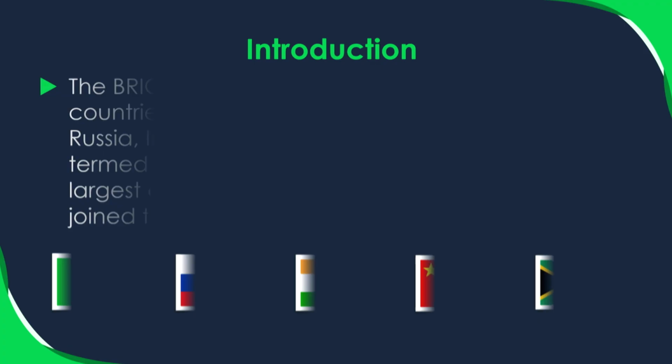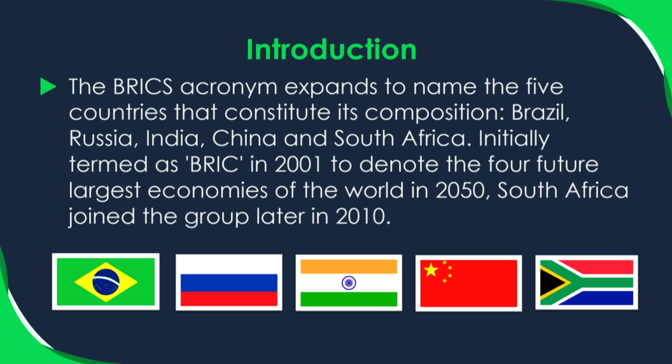summits held. The BRICS acronym expands to name the 5 countries that constitute its composition: Brazil, Russia, India, China and South Africa. Initially termed as BRIC in 2001 to denote the 4 future largest economies of the world in 2050. South Africa joined the group later in 2010.